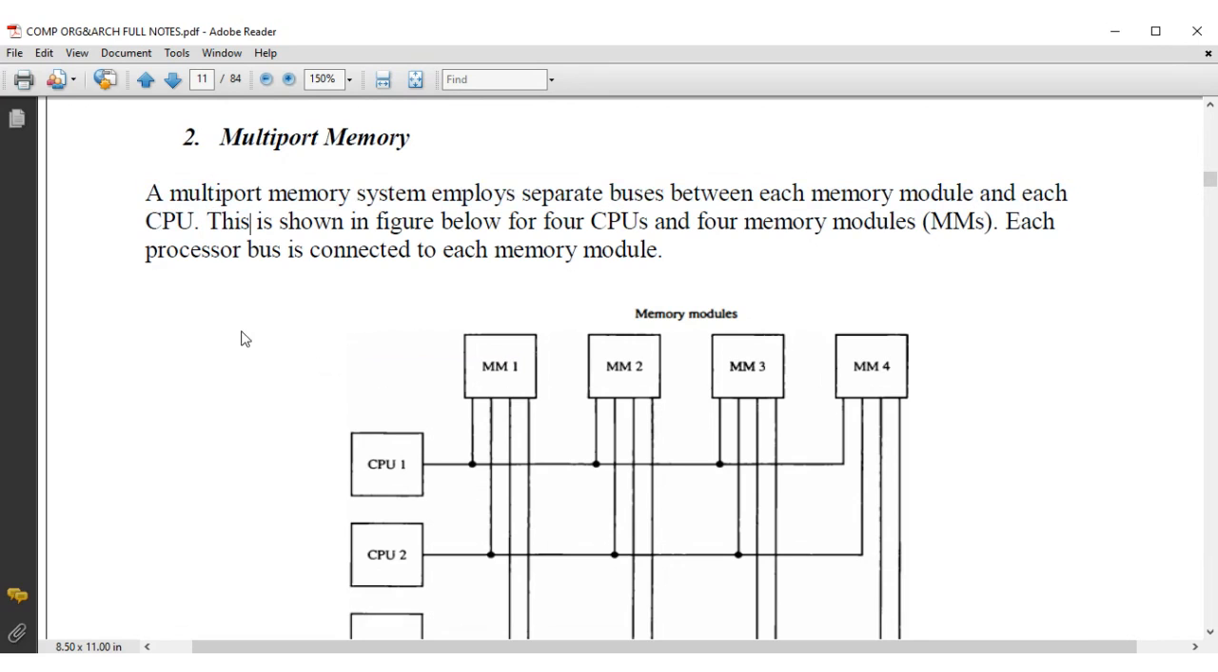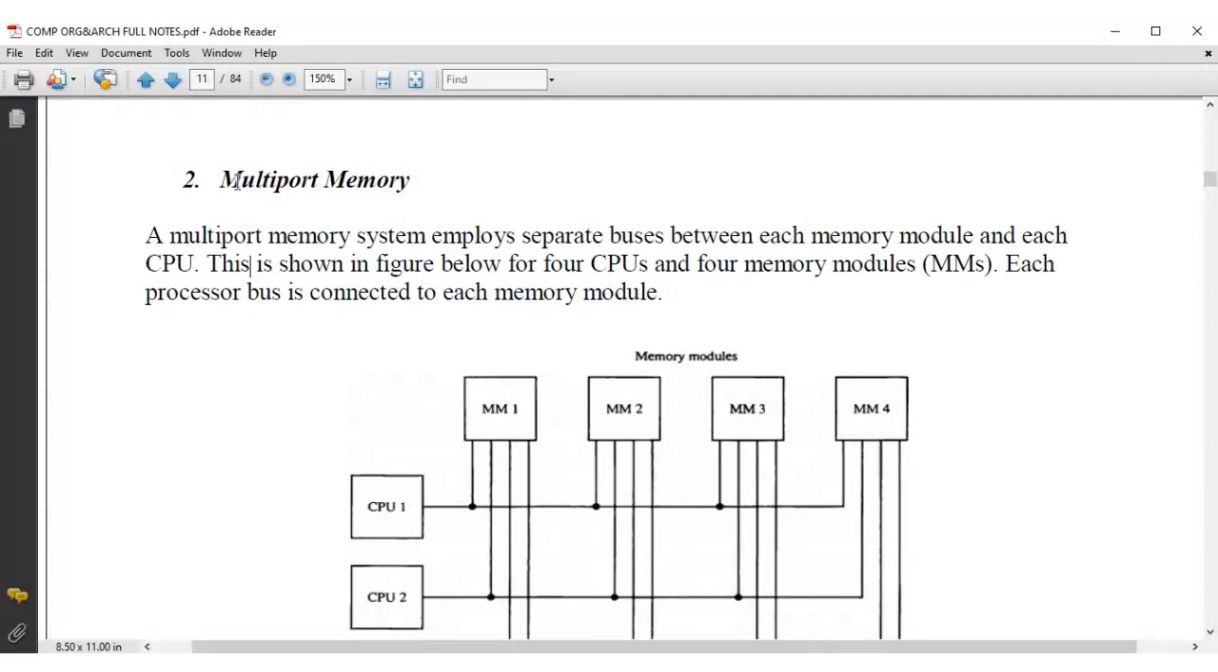Now, why is it called multi-port? I want you to take notice of the word port, because there are segments of interconnection. A port is a point of connection, like the way you can say a USB port or a VGA cable port.